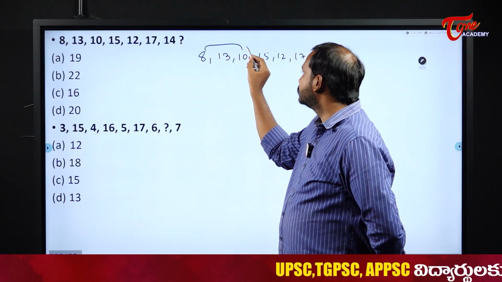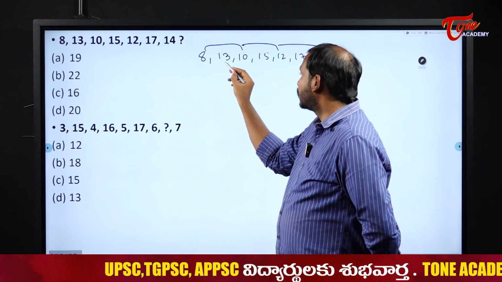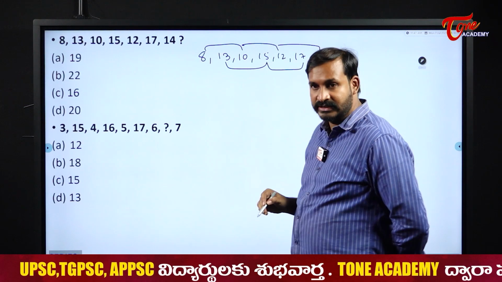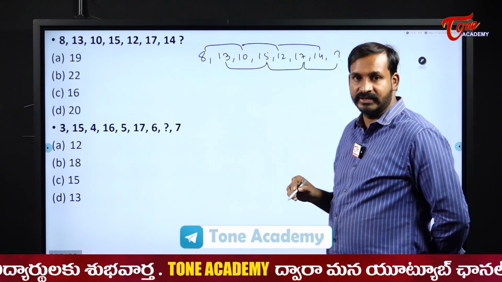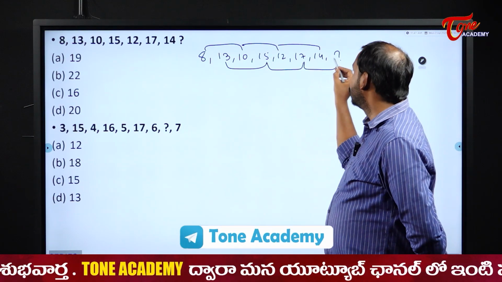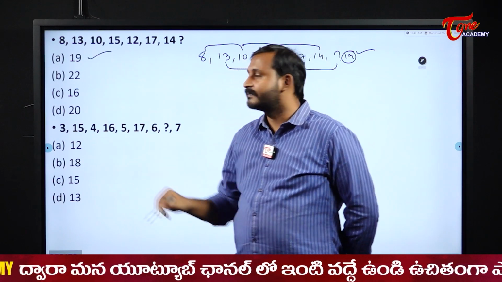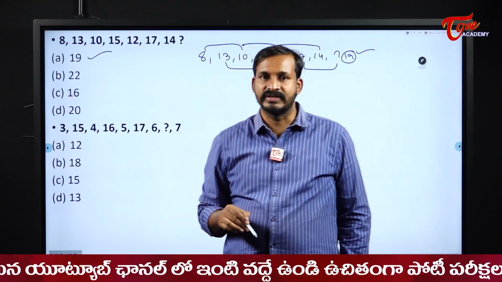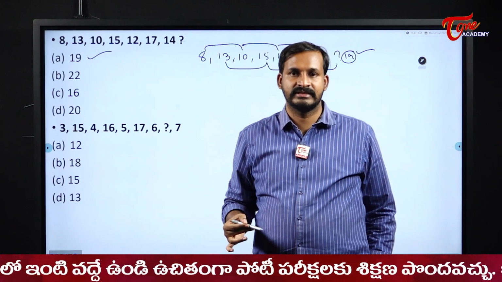So 8 to 10, 10 to 12, 12 to 14. Yes, it is working. Next 13 to 15, 15 to 17. Yes, it is also working. So please be careful. The next number should be from the second series. So it will become what for me here? 19. So our answer here becomes 19. Understood? This is how we need to check the things.